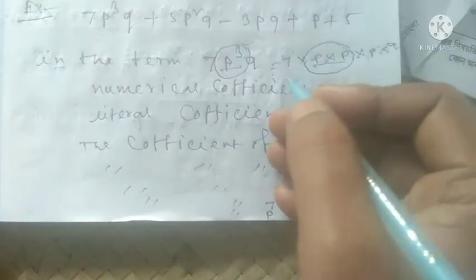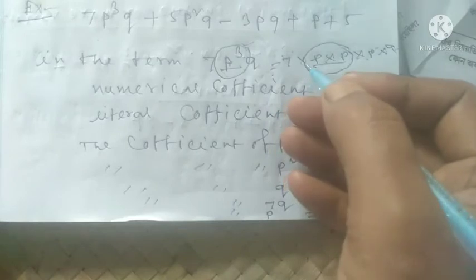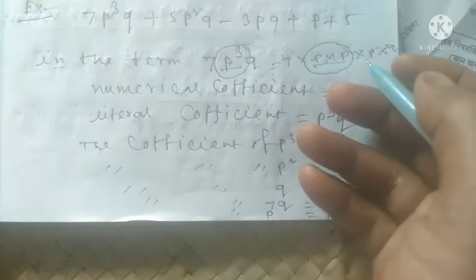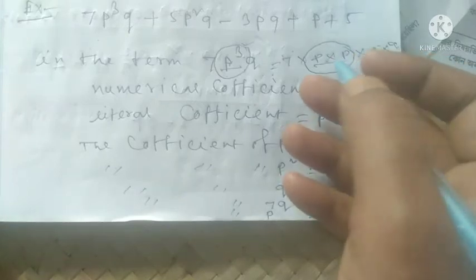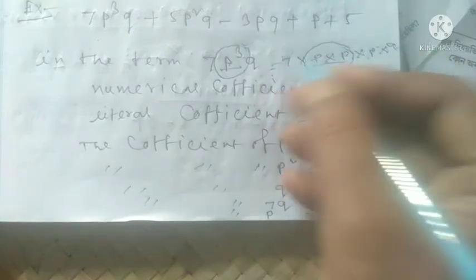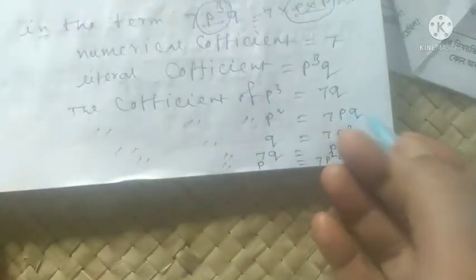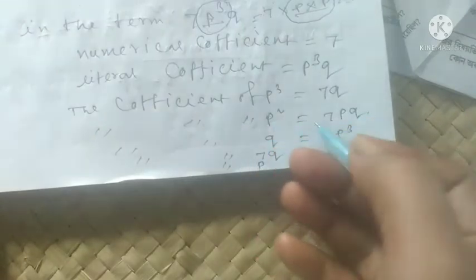The remaining part, with the P square removed, you have to write, and that will be the coefficient of P square. So that means 7PQ, 7PQ. This is the coefficient of P square.